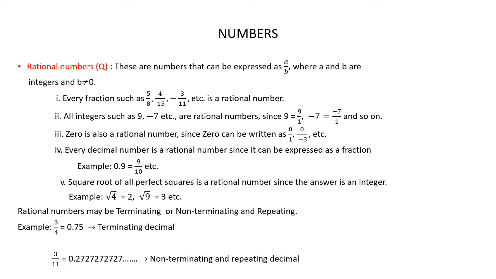Let us learn about rational numbers and irrational numbers. Rational numbers. Rational numbers are numbers that can be expressed as a fraction a upon b, where a and b are integers and b is not equal to 0. What does this mean? This means that rational numbers are numbers that can be written as a fraction like a upon b, where a and b are integers and b is not equal to 0.